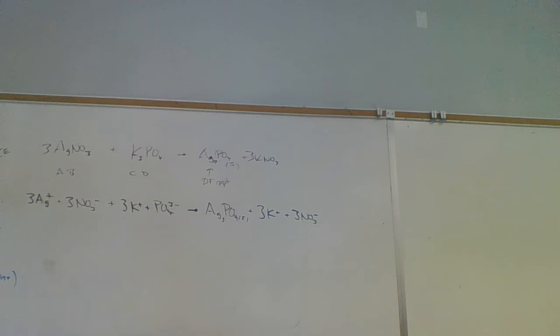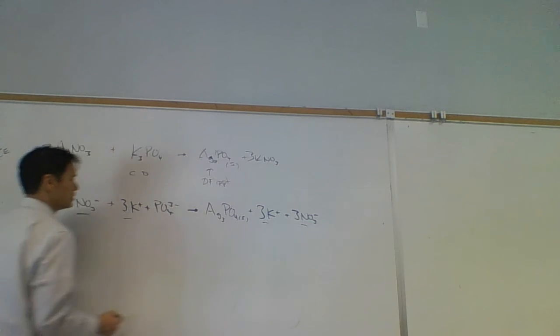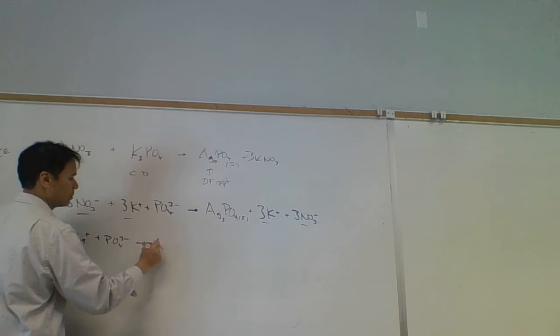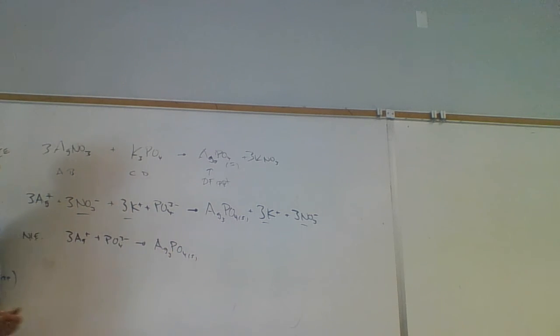We determine the, what? We go to the NIE and we determine that by eliminating the spectators. So what are the spectators? Nitrate, nothing happens there. Potassium, nothing happens there. The only ions that react are the silver ions. Silver ions like phosphate ions. Silver ions and phosphate ions will come together to form a precipitate of silver phosphate solid. So that would be the NIE for this.